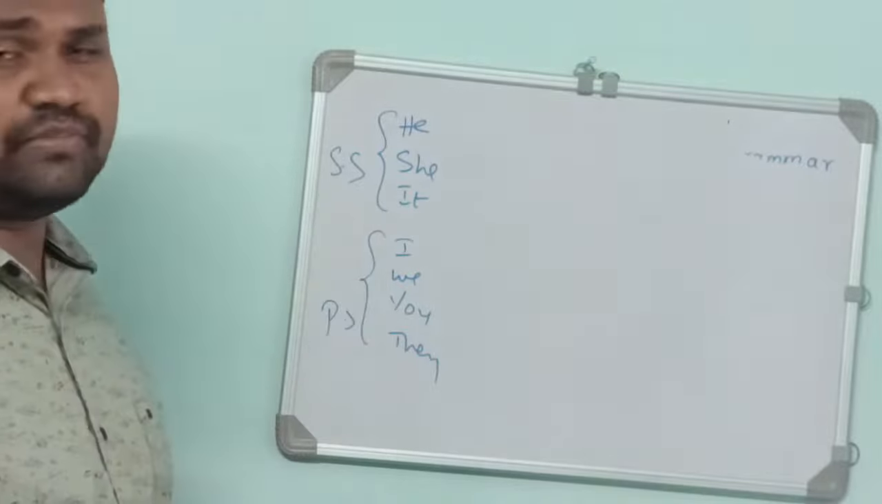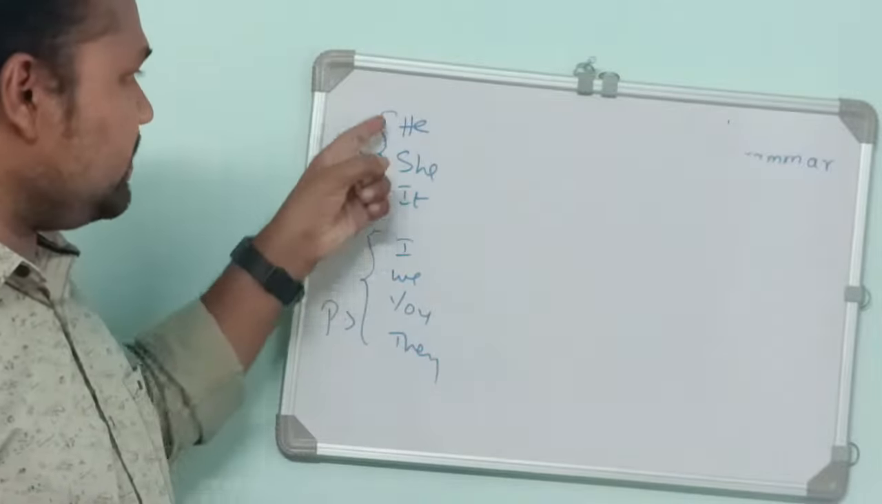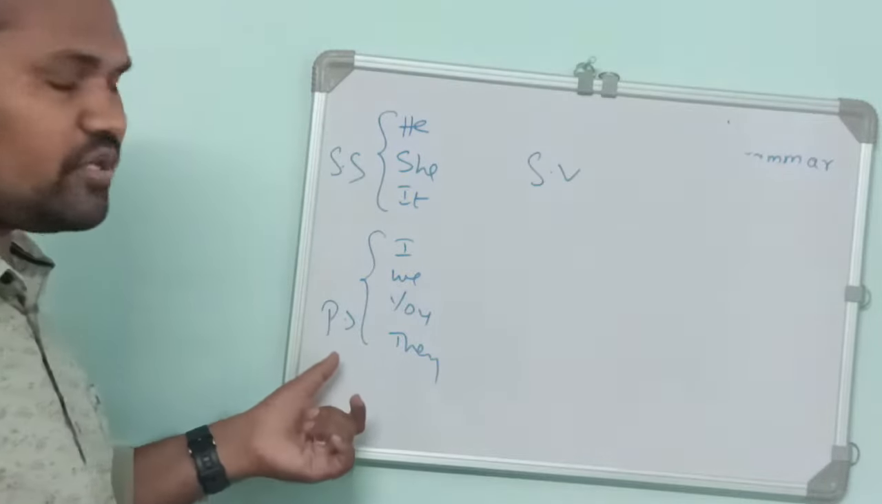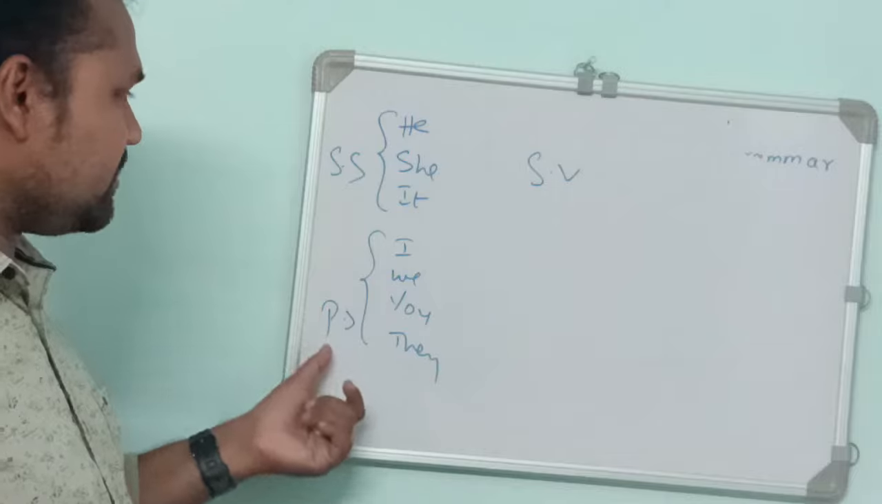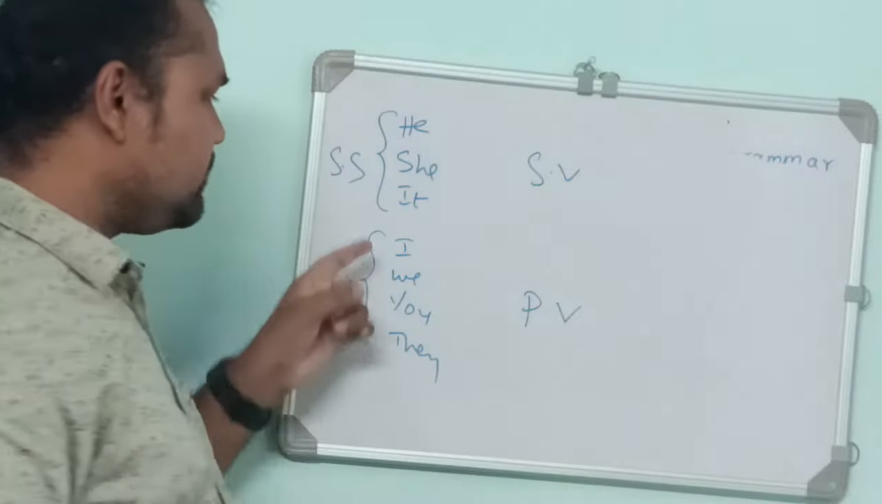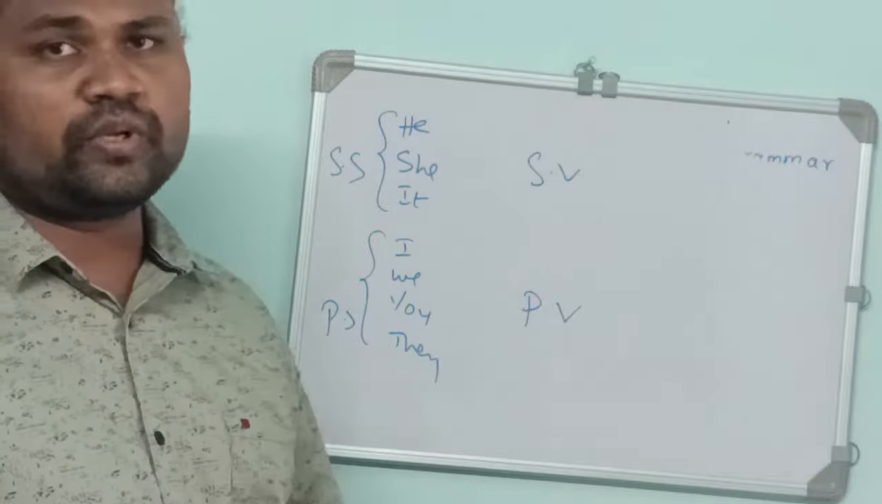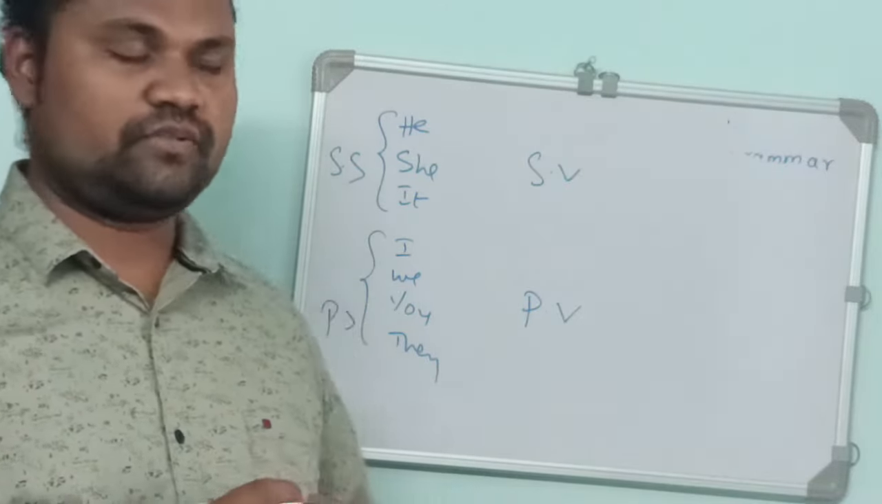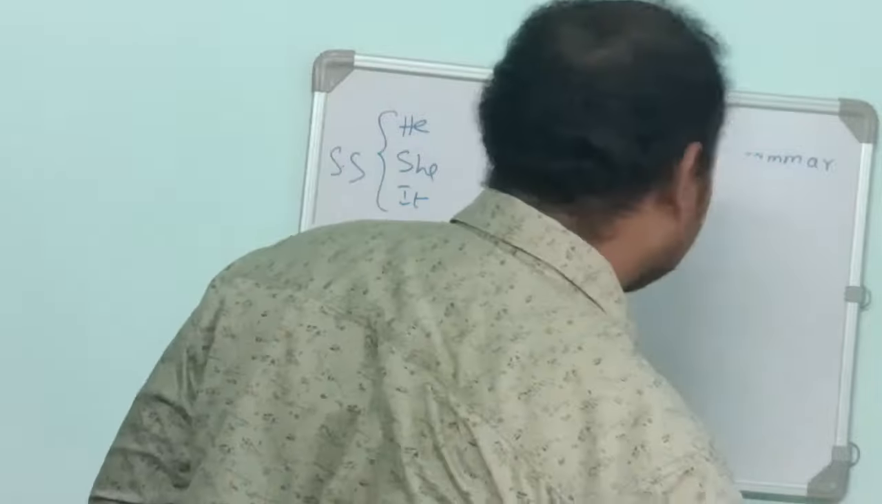Whenever you are talking about singular subjects, you need to agree the singular subject with a singular verb only. Whenever you are talking about the plural subjects I, we, you, they, you have to agree these four subjects with the plural verb only. Yes, you have to agree like this.